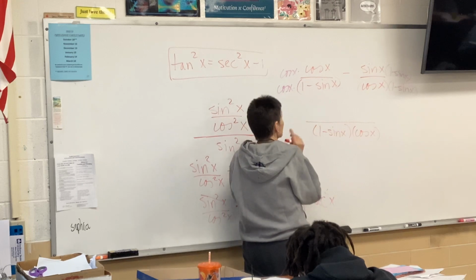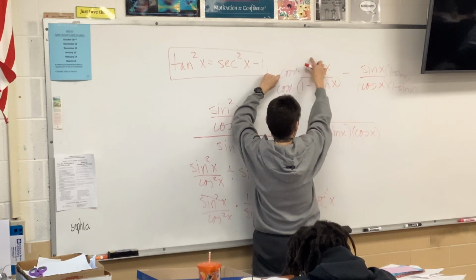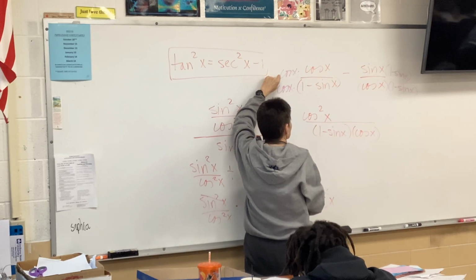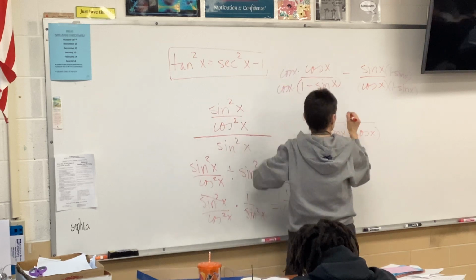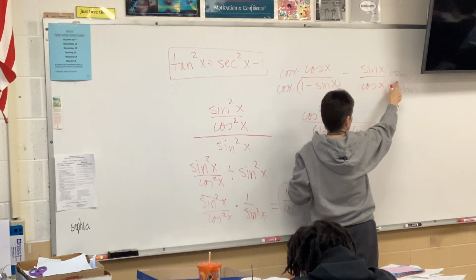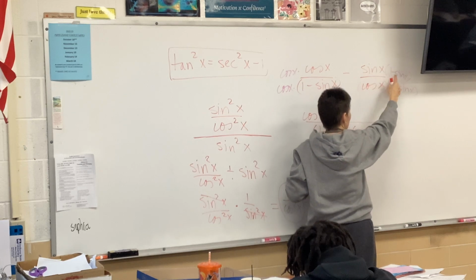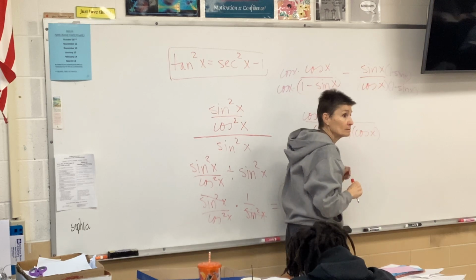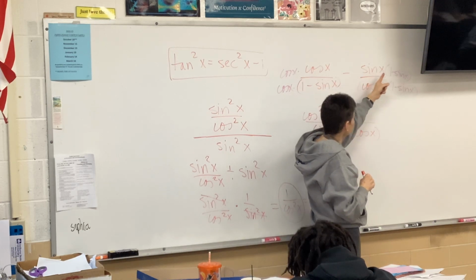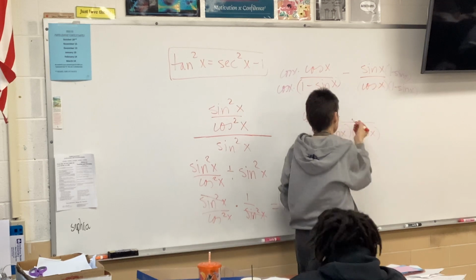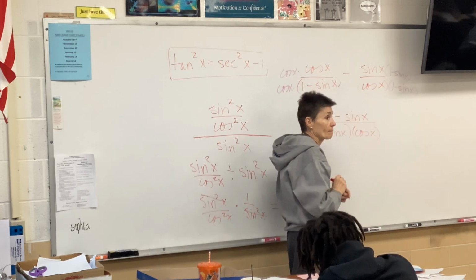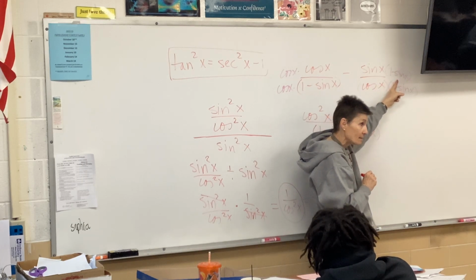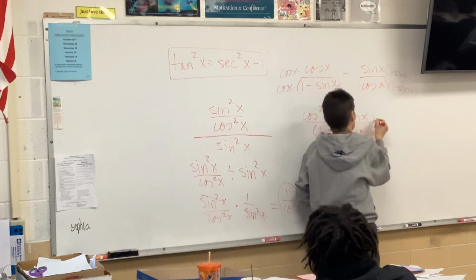Now, they both have the same denominator, so now I can put them together in one giant fraction. So what's my numerator? These are multiplied. What does that equal? Cosine squared. Now, this one's a little trickier because that's a parentheses. So what am I going to have to do here in this multiplication? Distribute. So negative sine times 1 is just negative sine. Negative sine times negative sine, positive sine squared.